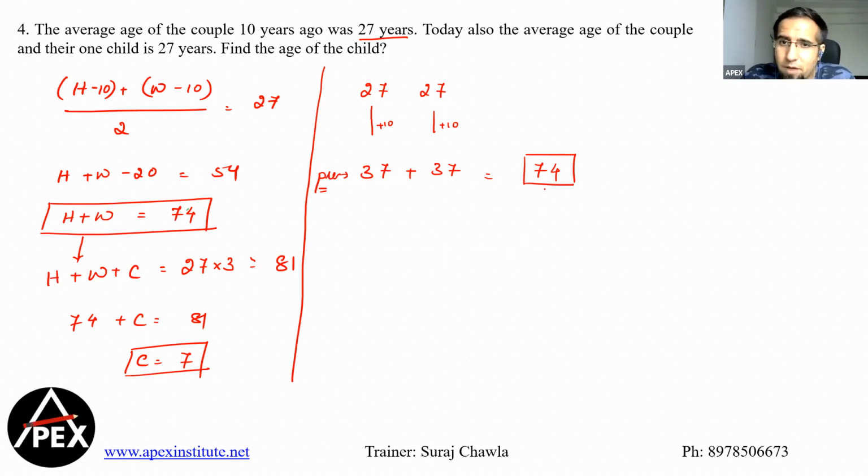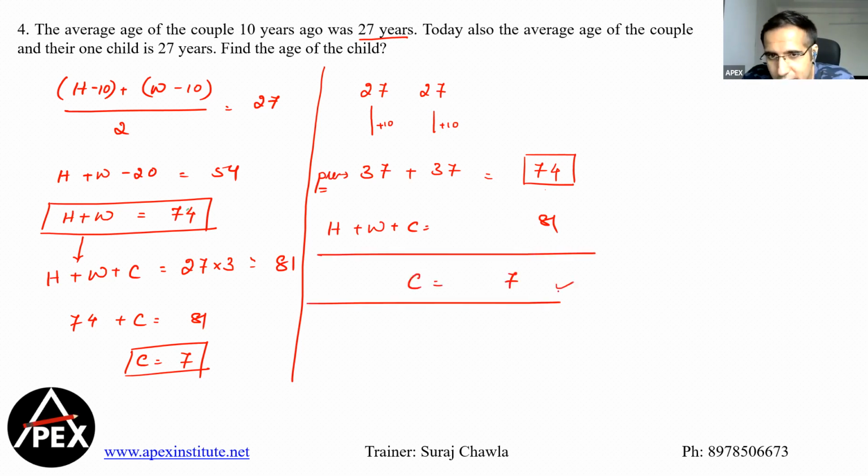Right. So if husband plus wife sum total is 74, and today I am told that husband plus wife plus child is equal to 27 into 3, that is 81. So if we subtract the two, the age of the child is equal to 7. It comes easily for us. Am I clear? Perfect. So let's move forward, guys.